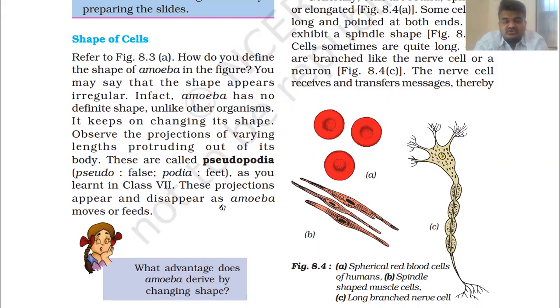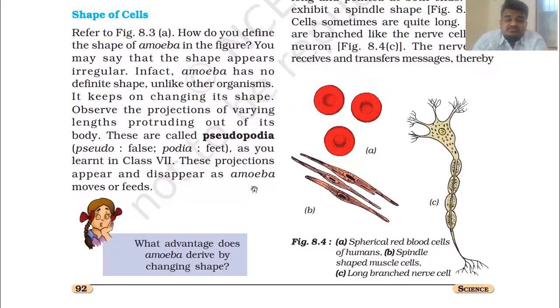As you learned in the previous class, class 7, these projections appear and disappear as amoeba moves or feeds. As amoeba starts moving or feeding, we can see this extra projection in the amoeba being reduced, or sometimes it adds also.